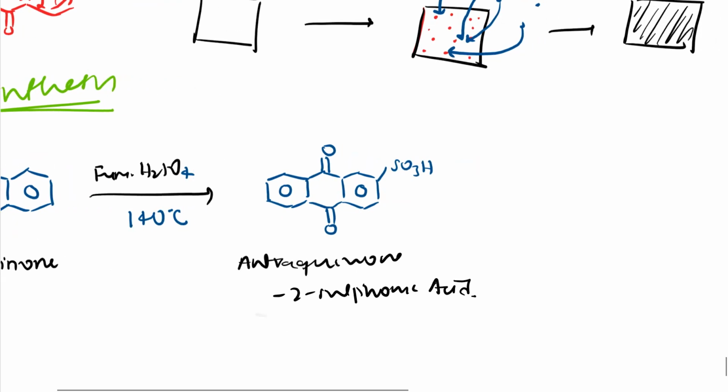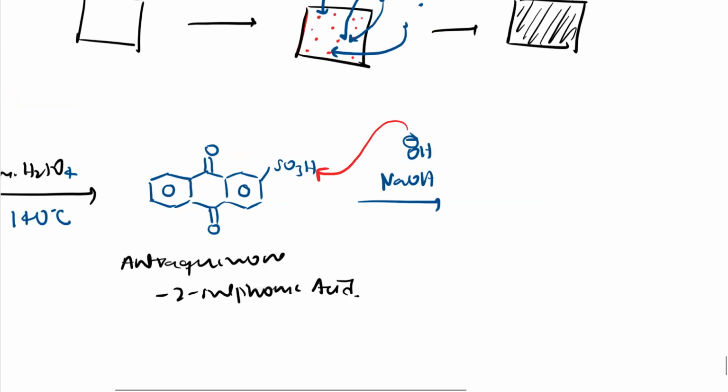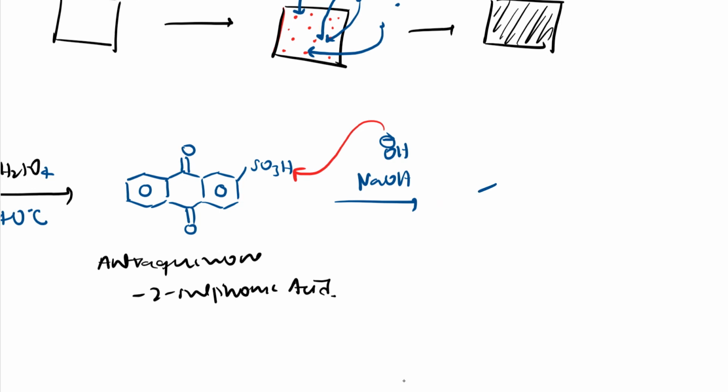Further, I will add a base, NaOH. A base means NaOH, which gives OH minus, so it has the ability to take this proton. So I will get the sodium salt of anthraquinone 2-sulfonic acid. This you can draw now. It should be familiar to you.